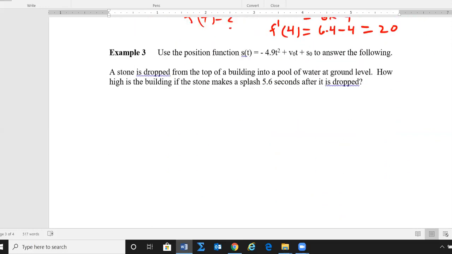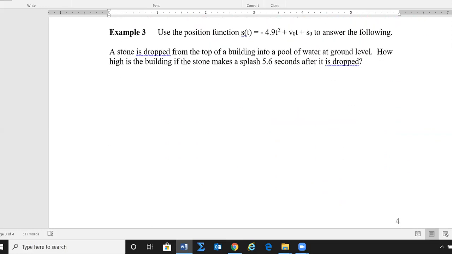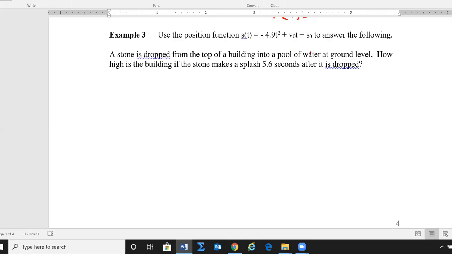Now here we have a position function. A stone is dropped from the top of a building into a pool of water. How high is the building? The stone makes a splash 5.6 seconds after it's dropped. We may not actually need calculus on this one. I'm not sure, but let's look at the example here.